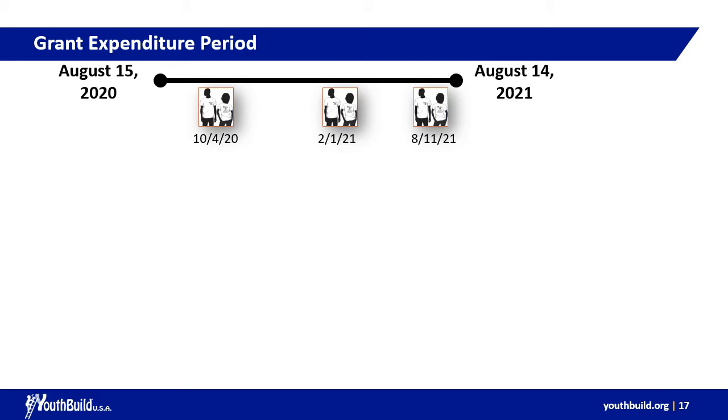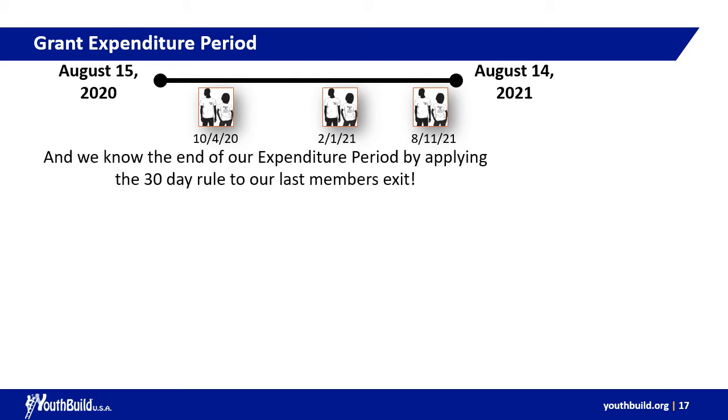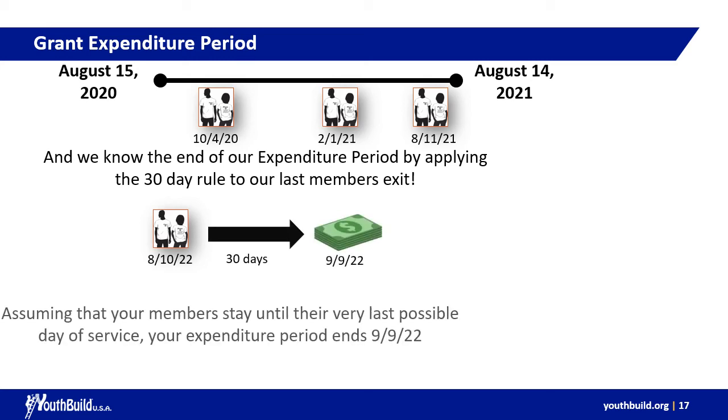And we can do the same for our final members. Enrolled on 8/11/21, we know their expected exiting date is 8/10/22, and we can count 30 days from that. This gives us the date 9/9/22, which is the expected end of our expenditure period.